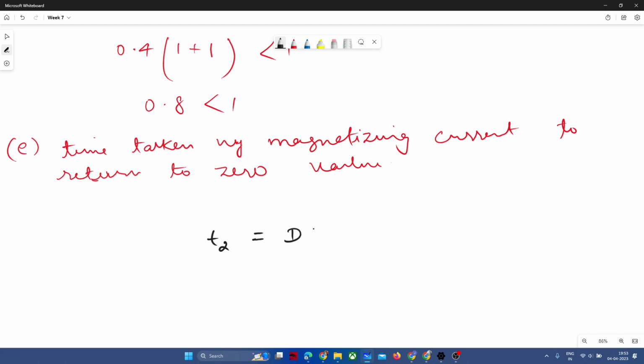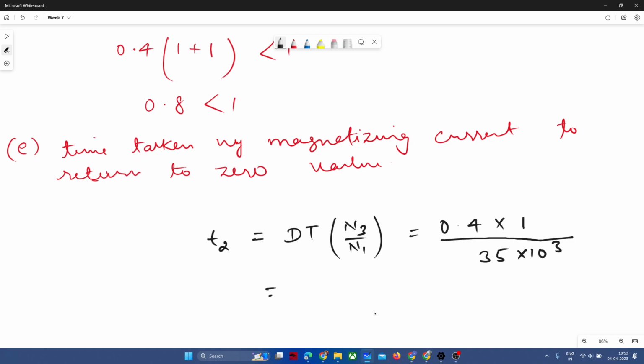So what is the value of t2? That was D T into N3 by N1, right? We know D, we know the frequency, so indirectly we know T, and N3 by N1 is 1. So 0.4 into 1 divided by the frequency, that is 35 kilohertz, and it will come out to be 11.4 microseconds. So in 11.4 microseconds, the value of the magnetizing current should drop to 0.